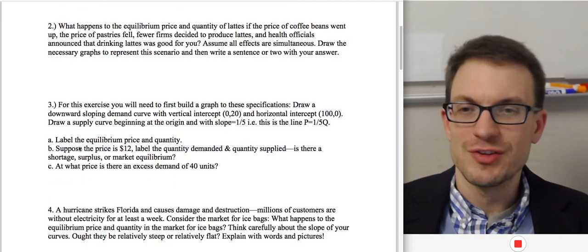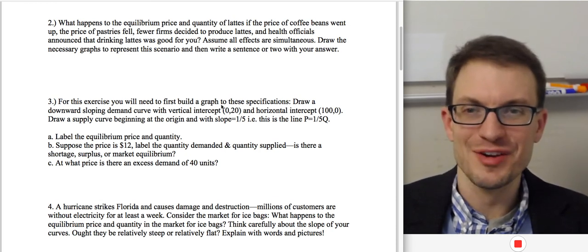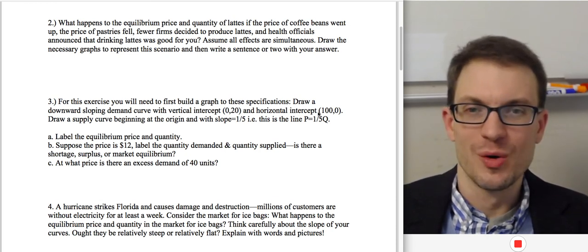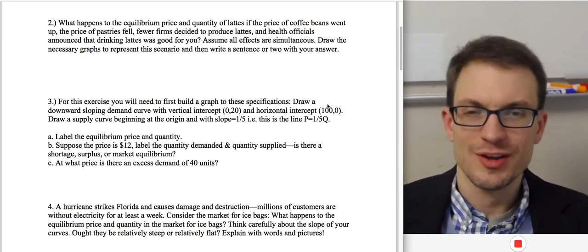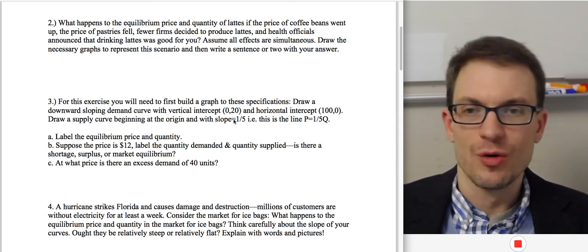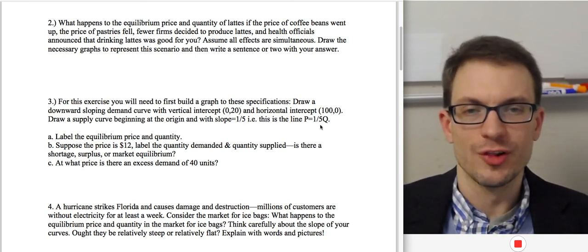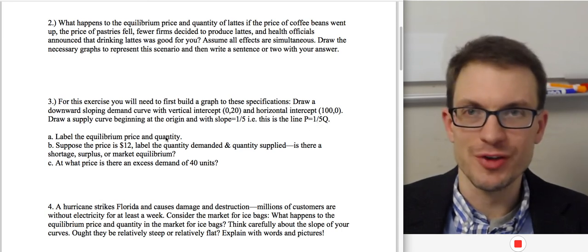For this exercise, for number 3, you need to first build a graph. So draw a downsloping demand curve. Vertical intercept is at 20, horizontal intercept is at 100. Vertical intercept, it's always price. Horizontal intercept, always quantity. And then draw a supply curve, beginning at the origin with a slope of 1/5. This is the line, P is equal to 1/5 Q. Label the equilibrium price and quantity.